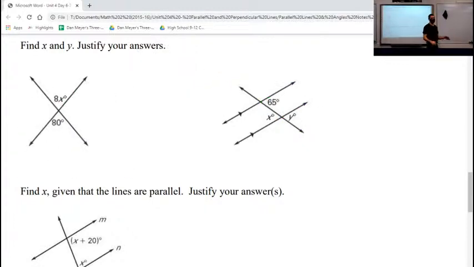The key part is getting used to visually telling what kind of angles we have. That's why we took a bunch of time on Monday to practice doing that when I started class today with that.